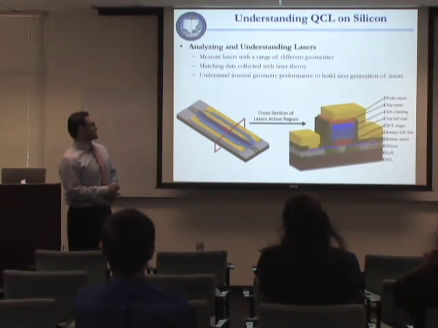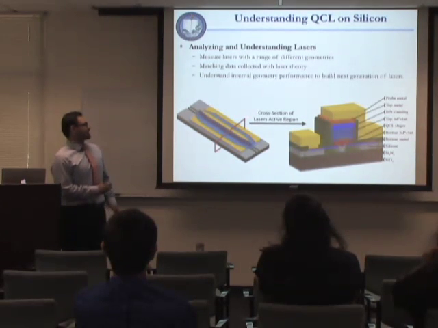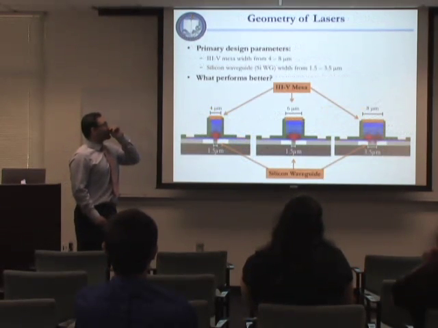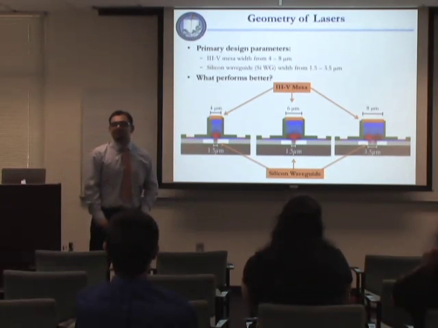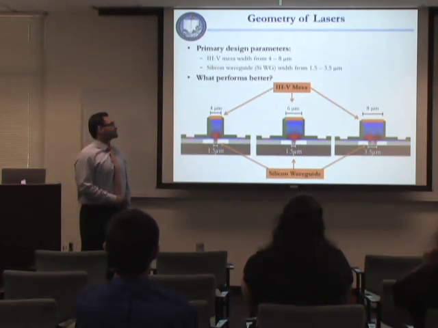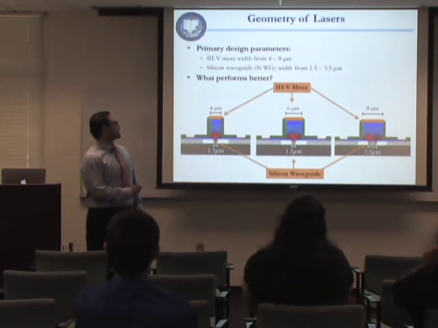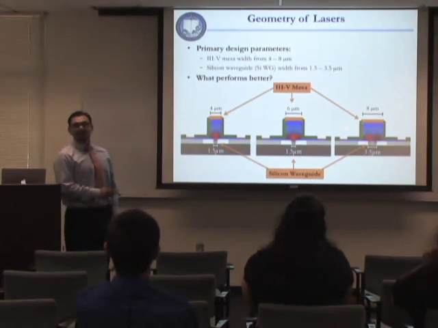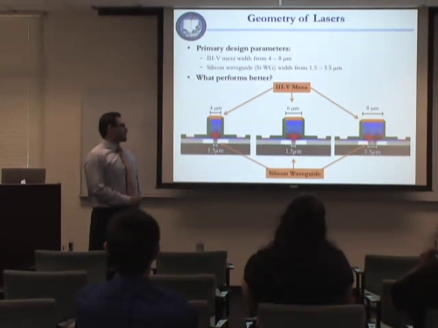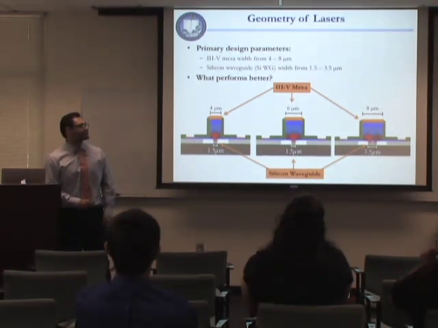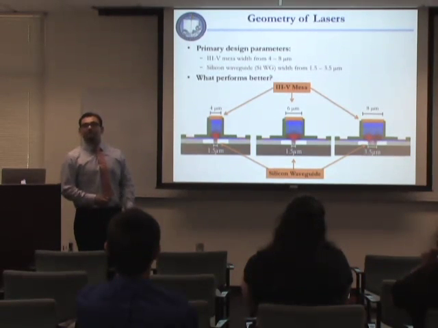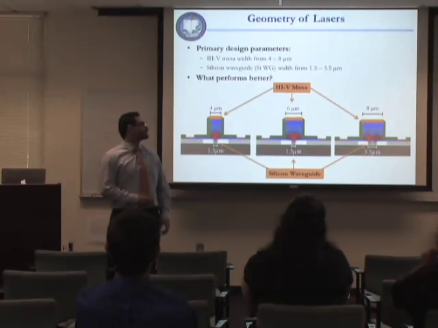Here you see a picture of the same laser from the previous page and a cross-section of the laser active region. So the internal geometry that I'm talking about varies in the mesa width and the silicon waveguide width. Here on top you see our mesa width. It varies from 4 to 8 microns. And at the bottom we have our silicon waveguide width that varies from 1.5 microns to 3.5 microns. Throughout the research, the question I'm trying to answer is, which one of these internal geometries performs better?